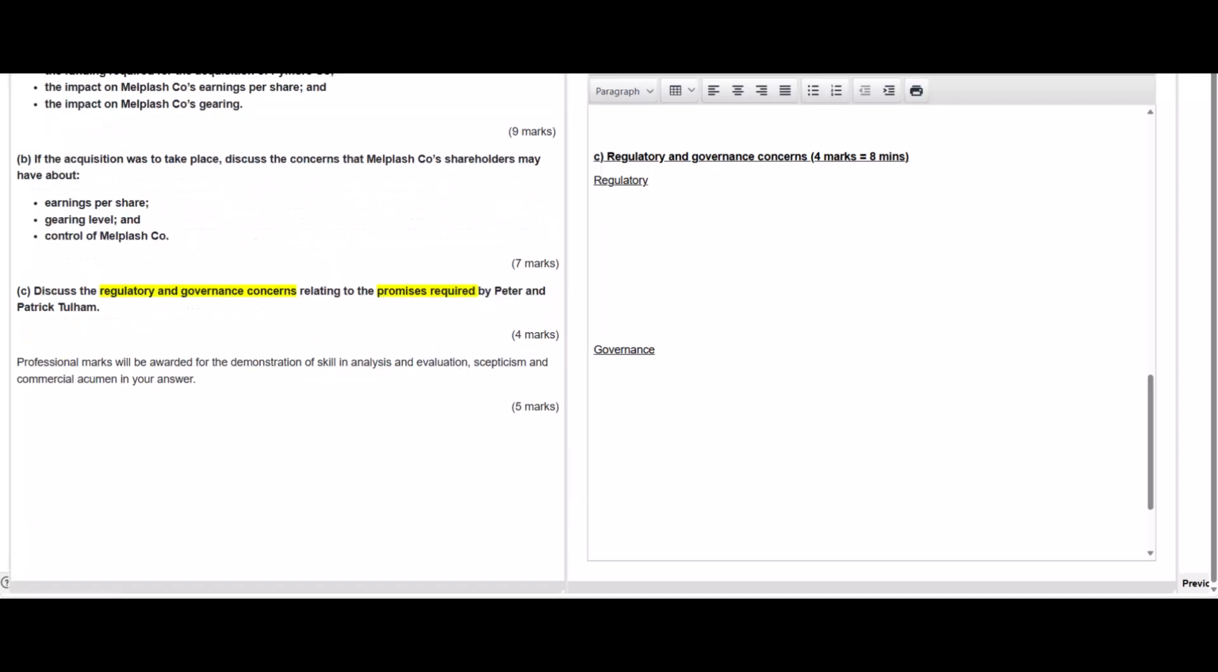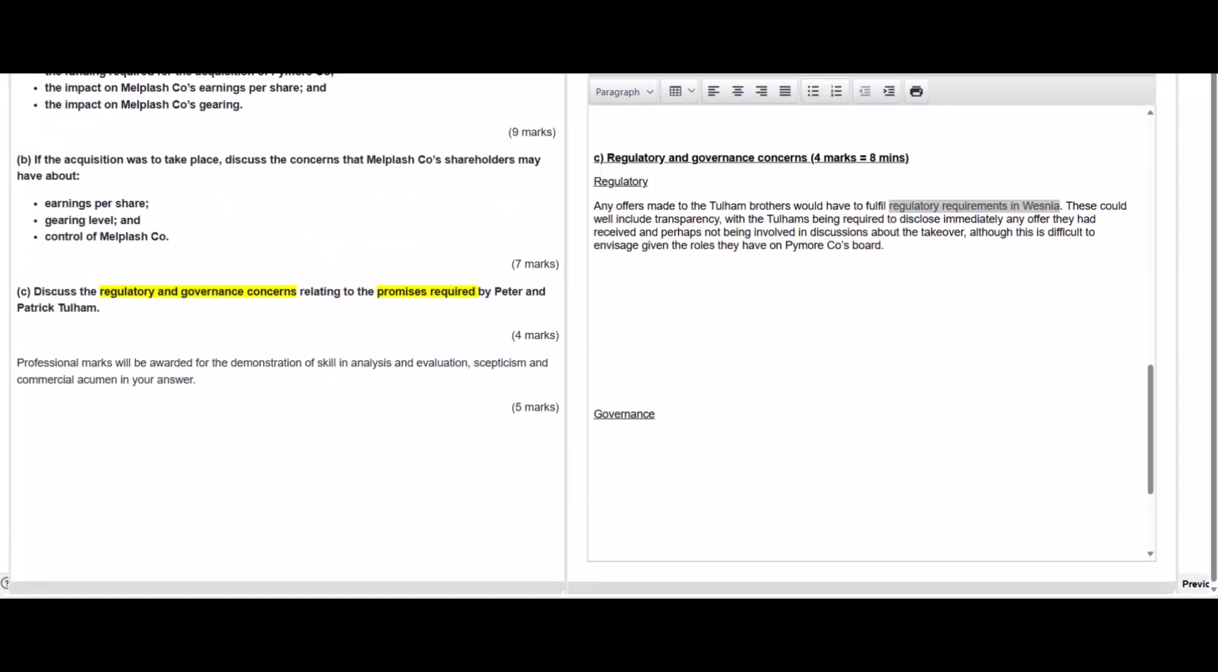So let's think about it from a regulatory point of view. And we can start by saying any offers made to the brothers would have to fulfill regulatory requirements in Wesnia. Remember, reference the country that we're operating in. So that could be some transparency. So maybe some disclosure of any offer they've received, and then maybe not being involved in discussions. Although that might be quite tricky given the fact that they are on Piemor's board.